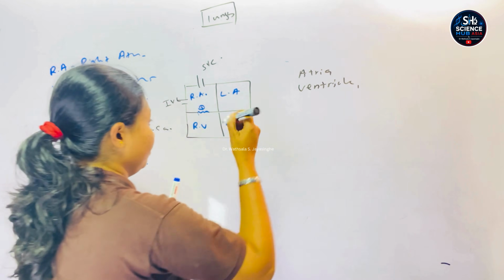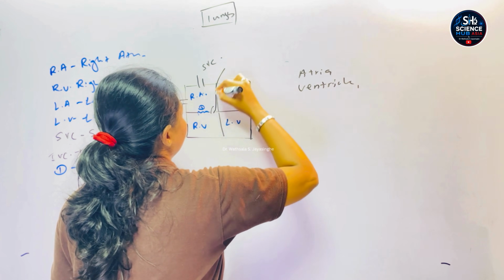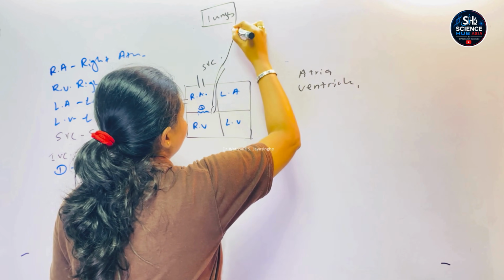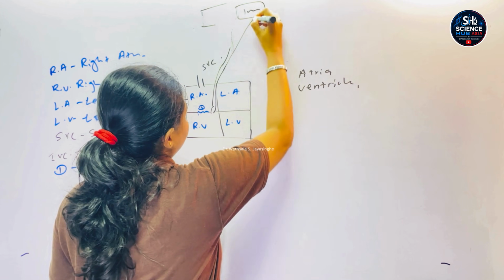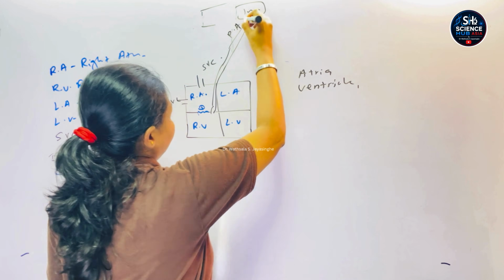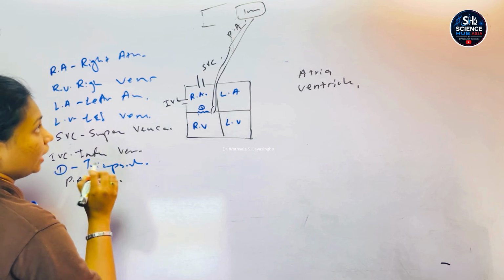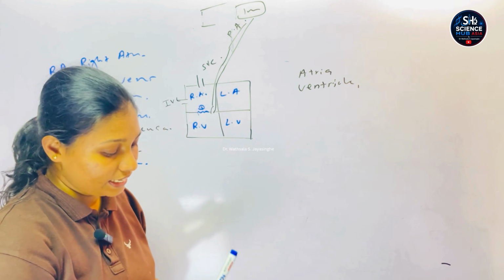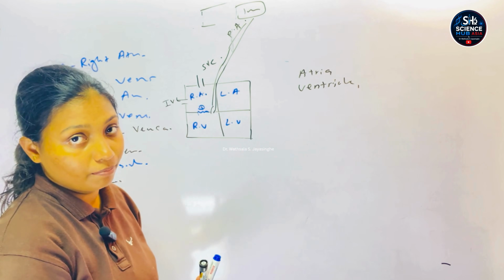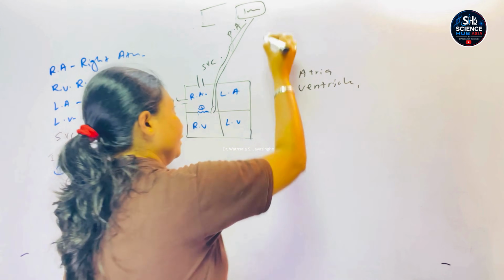From the right ventricle, the pulmonary artery carries blood to the lungs. Pulmonary artery, PA. And from the lungs, the blood will be oxygenated. That oxygenated blood will be carried again back to the heart by the pulmonary vein.